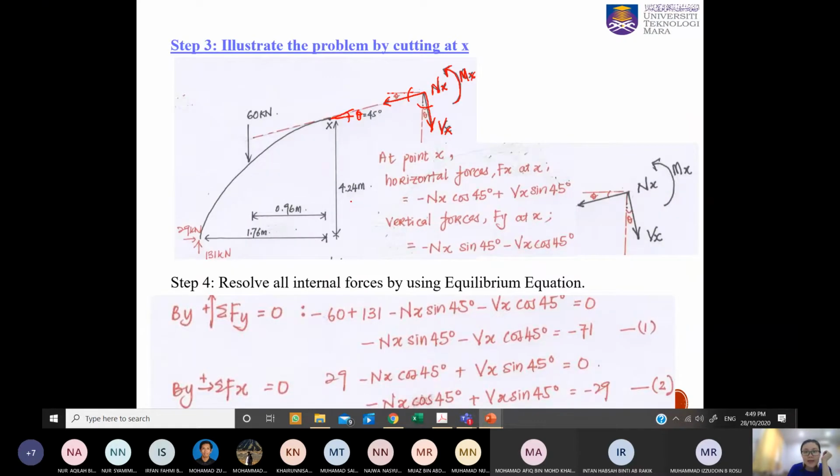So now let's go back to here. We already determined our AX, our AY, we have the theta, we have the height, and we have all this. How to get this 0.96 meter and 1.76 meter? Let's go back to what we have just now.